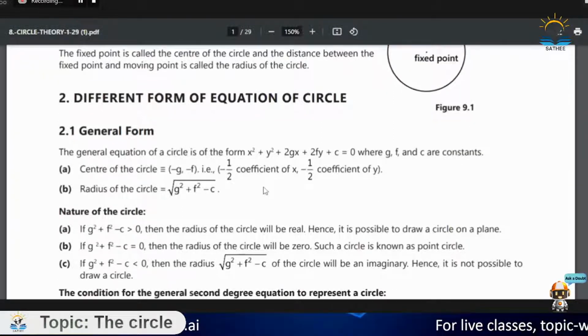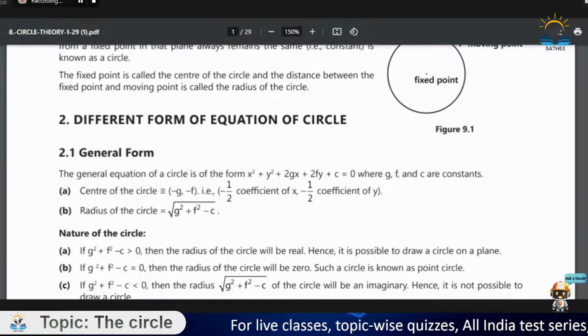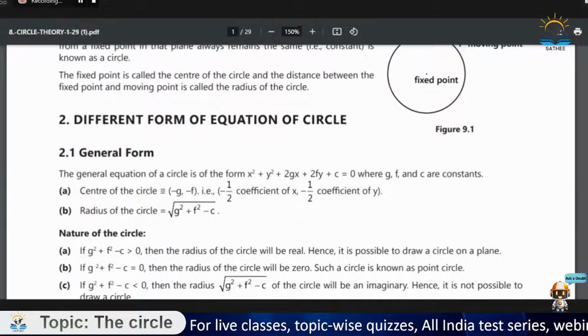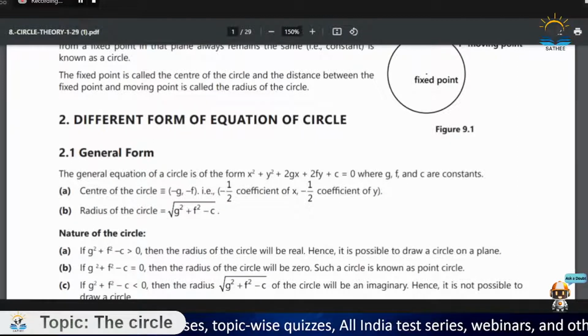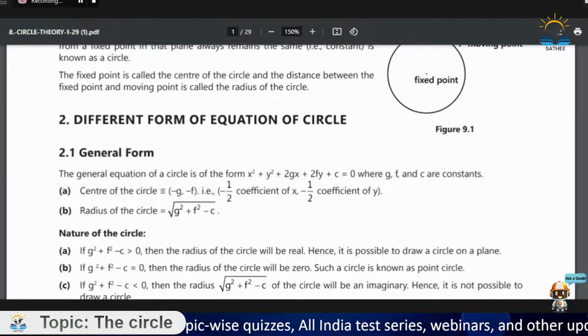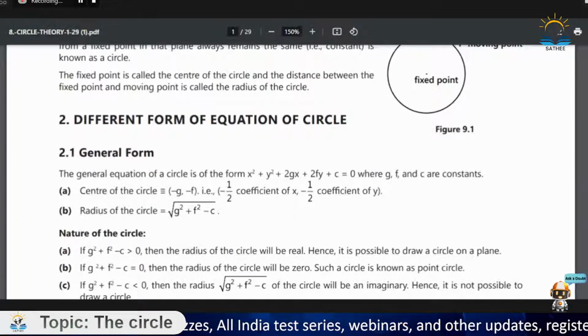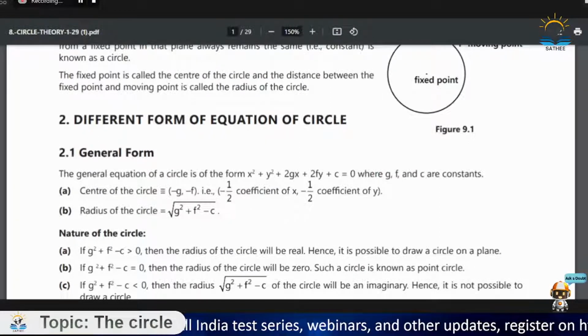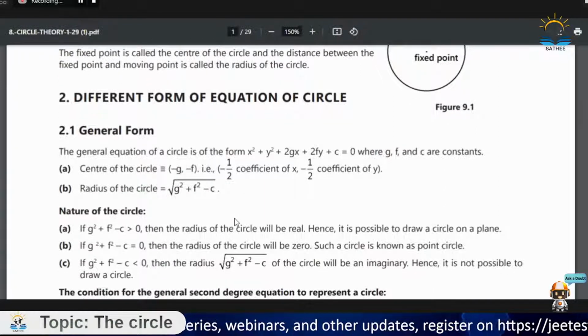Now let us discuss the nature of the circle. If this term, that is g square plus f square minus c, is greater than 0, that is if this term is positive, then that circle would be a real circle. It would be possible to draw it on a plane. If this term comes out to be 0, then that would be basically representing a point. And if this becomes negative, then that would be an imaginary circle, and we say that it is not possible to draw that circle on a plane.